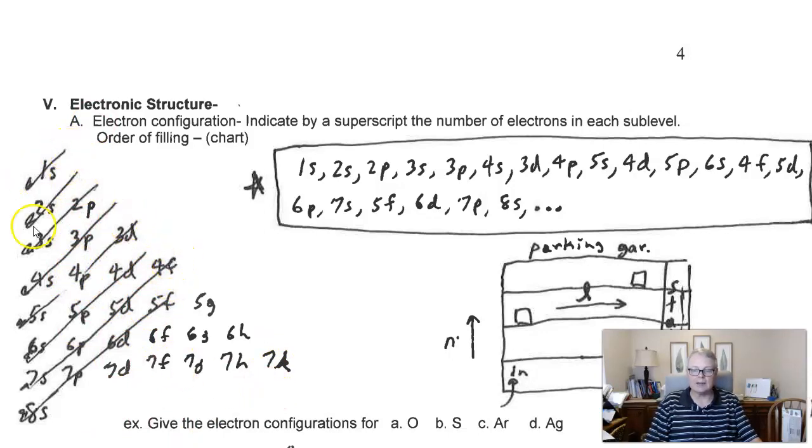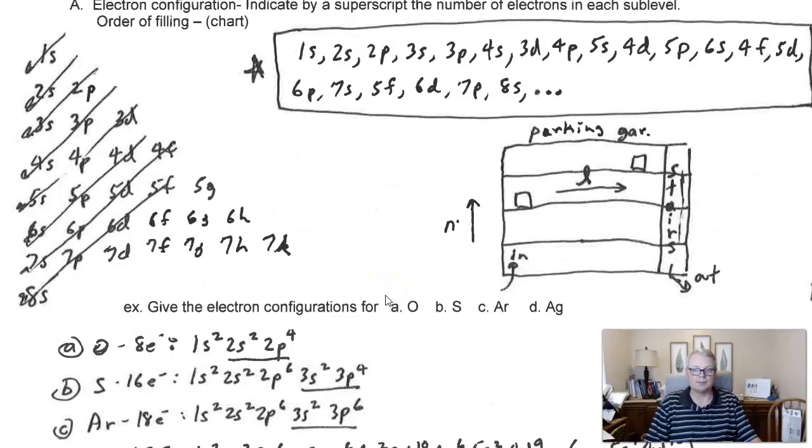We're going to draw diagonal arrows through the little chart, just like this. And then what we're going to do is start with the first arrow. We're going to write down every sublevel we go through. And then we're going to go through the second arrow, and then the third arrow, and just keep writing things down. And when you do, you should actually have the order of filling. So let's see what we end up with here.